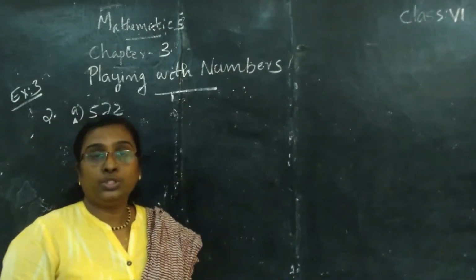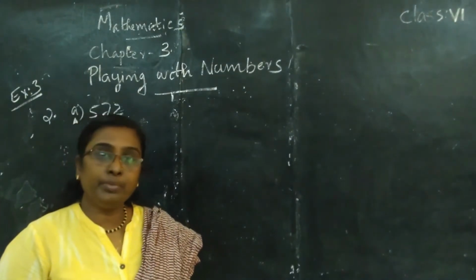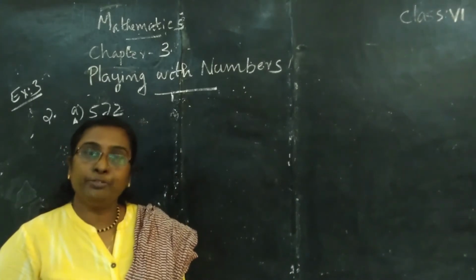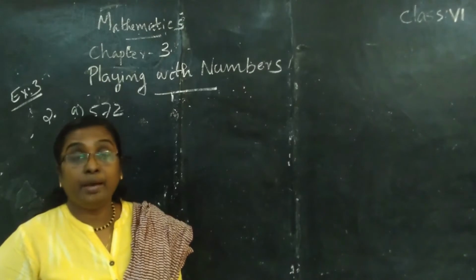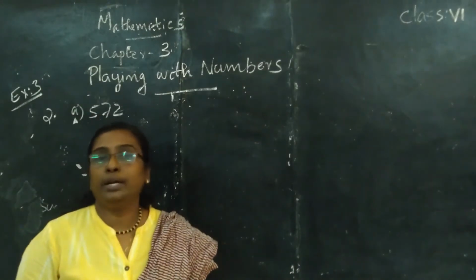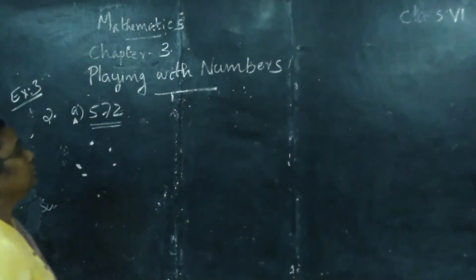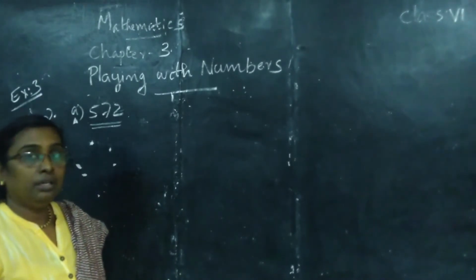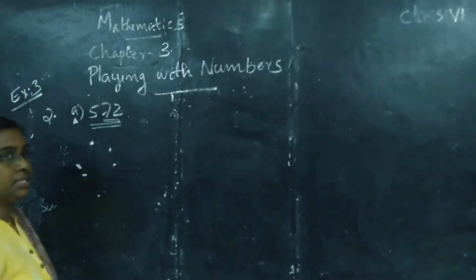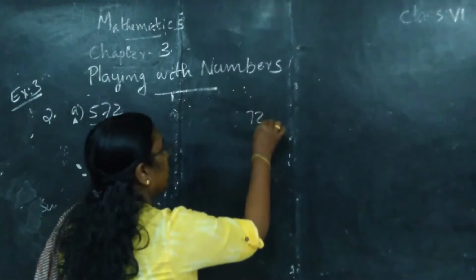We studied the rules for divisibility. How can we check whether a given number is divisible by 4? A number is divisible by 4 if the number formed by the last two digits is divisible by 4, isn't it? To check this, we take the number formed by the last two digits, which is 72. So, check whether 72 is divisible by 4.